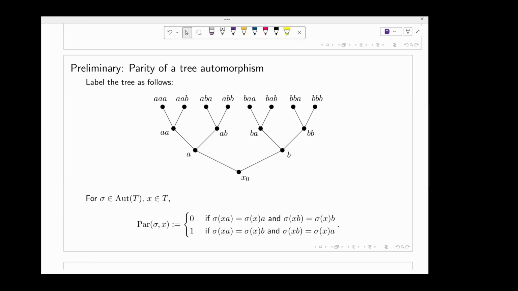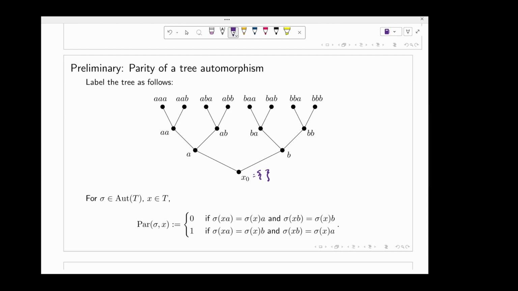So we want to define parities of tree automorphisms. And before we can do that, we first need to label our trees carefully. So we're going to label the nodes in our tree. X naught is at the bottom, but in this labeling, it should just be the empty node. And then as I go up the tree, if I go left, I put an A, and if I go right, I put a B. So at the third level, I would have a word of length 3, which tells me if it's A, B, A, that I went left, right, left, climbing up to that point.